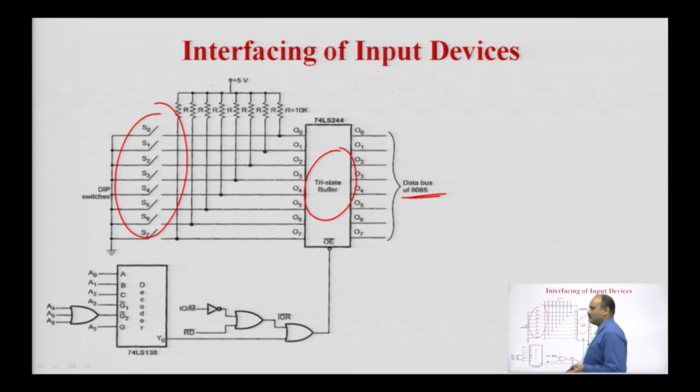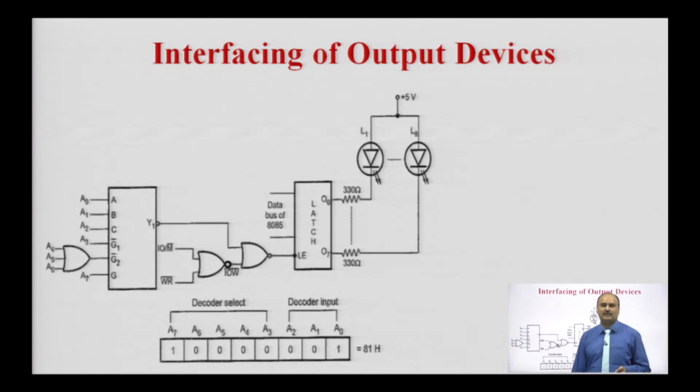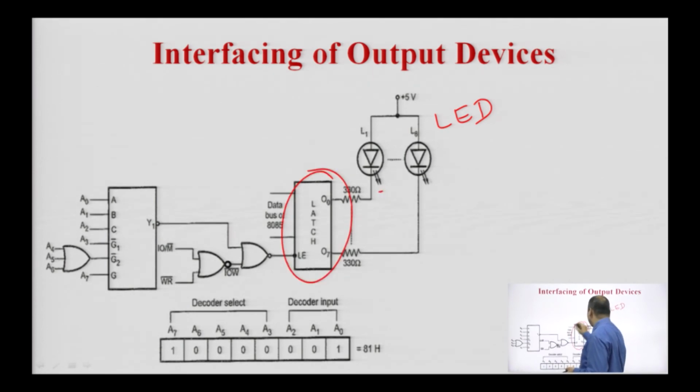Here, the 8085 microprocessor needs to be connected with the help of the data bus. So, the output of this tri-state buffer is connected to the data bus of the 8085 microprocessor. Next is the interfacing of the output devices. Here, the example of output devices is the LEDs. We have 8 LEDs, L1 to L8, and to interface this output device we need a latch, which is the output interfacing device.